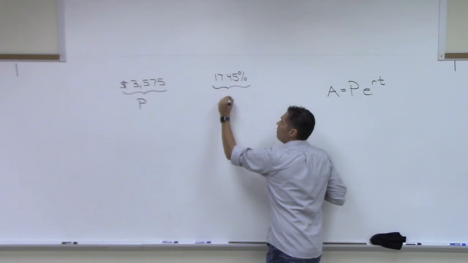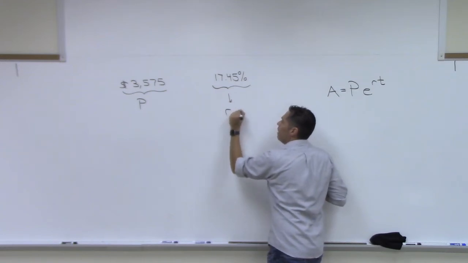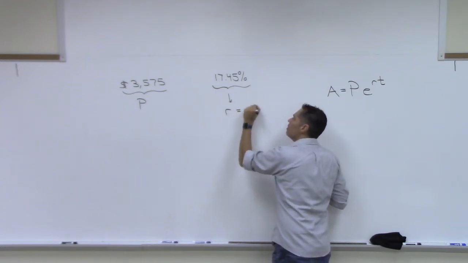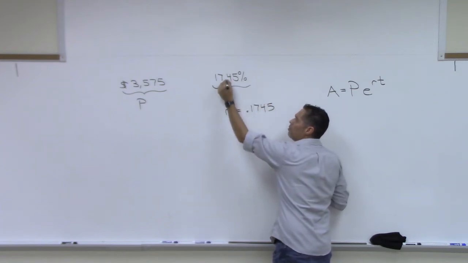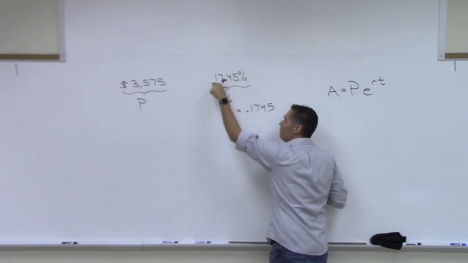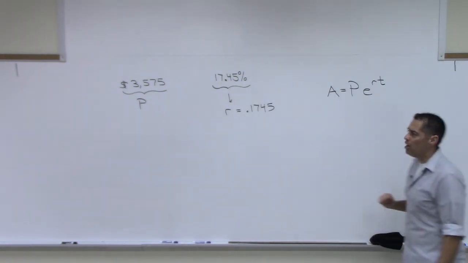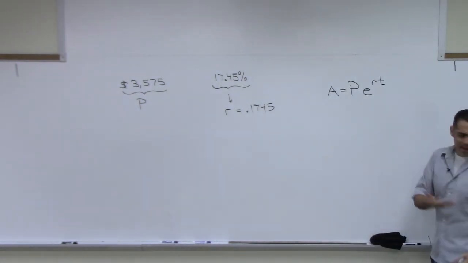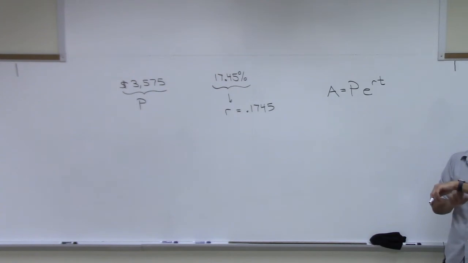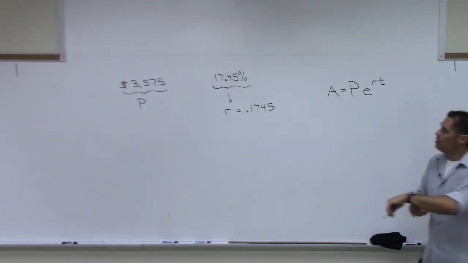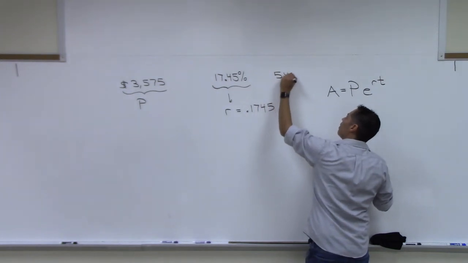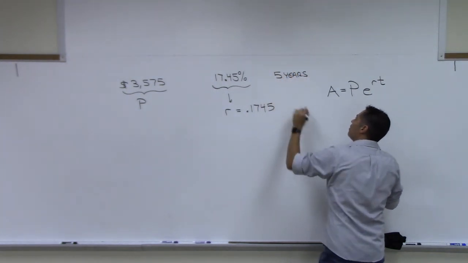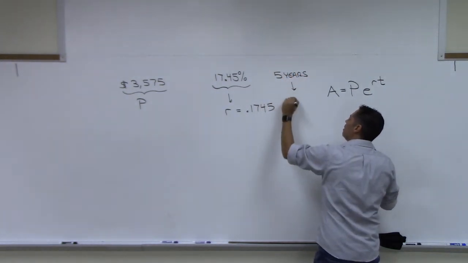Okay, so this is going to be R, but it'll be 0.1745. Converting a percentage to a decimal, you move the decimal point 2 places to the left. So we have that as our R. And then also, I didn't write it up here, but we want to know how much you're going to owe after 5 years. So since it's 5 years, right, 5 years, this will be T, won't it?